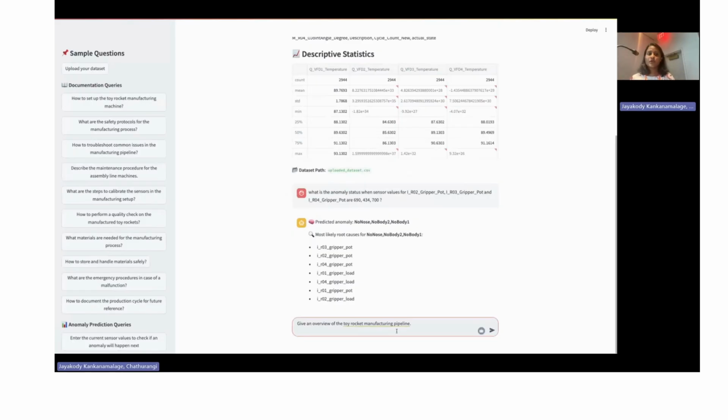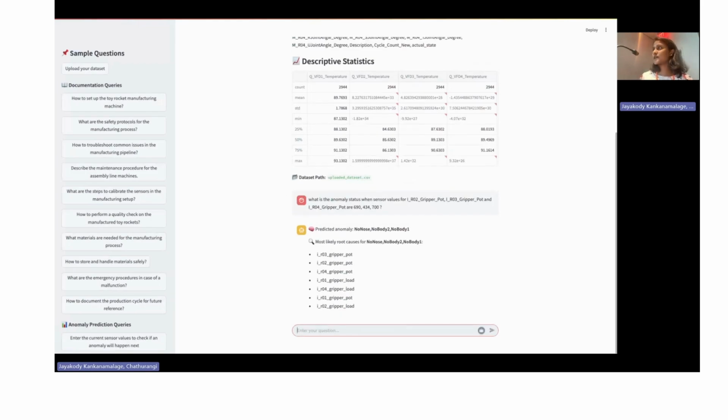And then maybe I want to know some more information on this particular pipeline. So I asked it to give an overview of the toy rocket manufacturing pipeline.